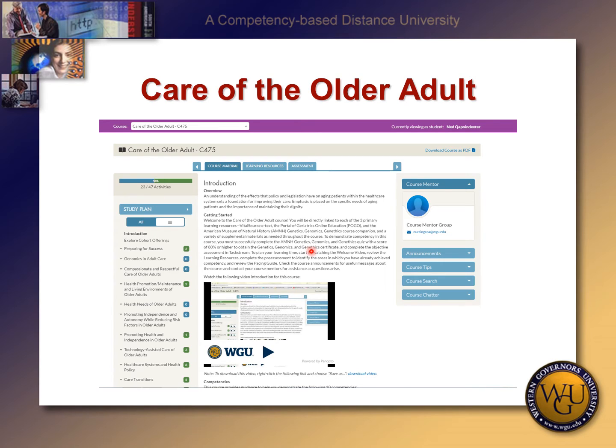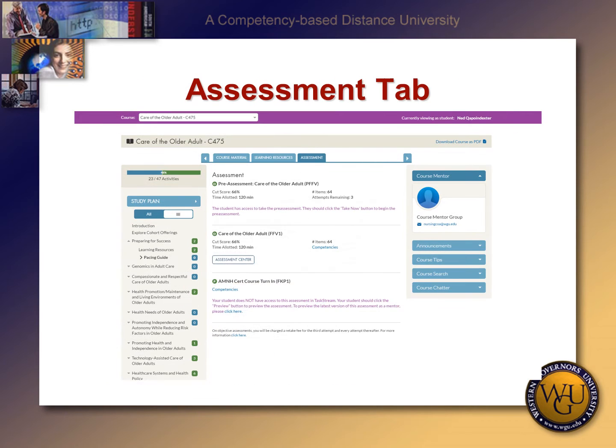In the middle here, you will find the tabs for your course material, the Learning Resource tab, and your Assessment tab. And then to the very far right is the Community. So let's go to the Assessment tab. We're going to see what you have to do to demonstrate competency in your class. For care of the older adult, it has an objective and a performance assessment.